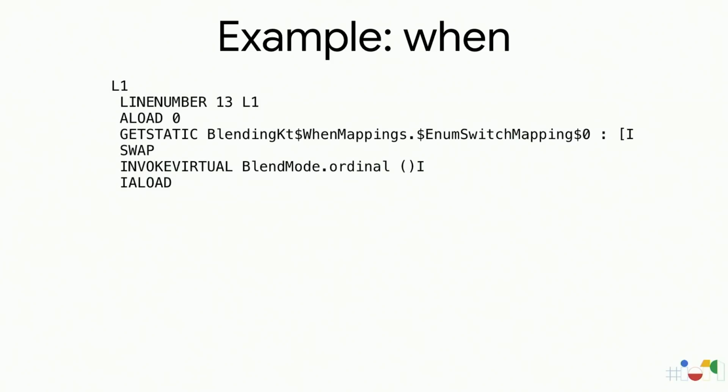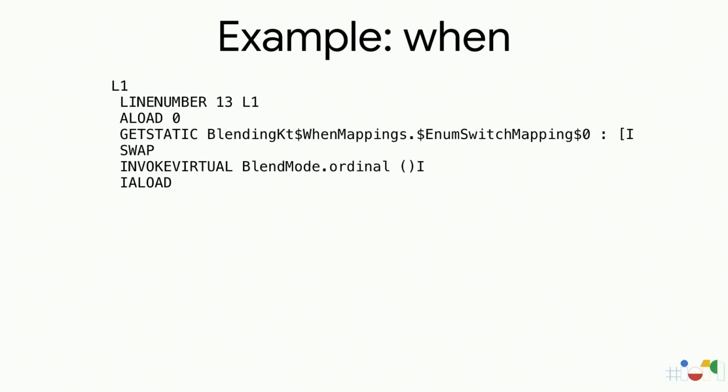The first thing it does is this getstatic opcode. It accesses an int array, so that's the square bracket with the capital I at the end. It's a field in a class called BlendingKt$when$mappings$enumSwitchMapping$0. I never wrote a class called this in my code, but there it is.